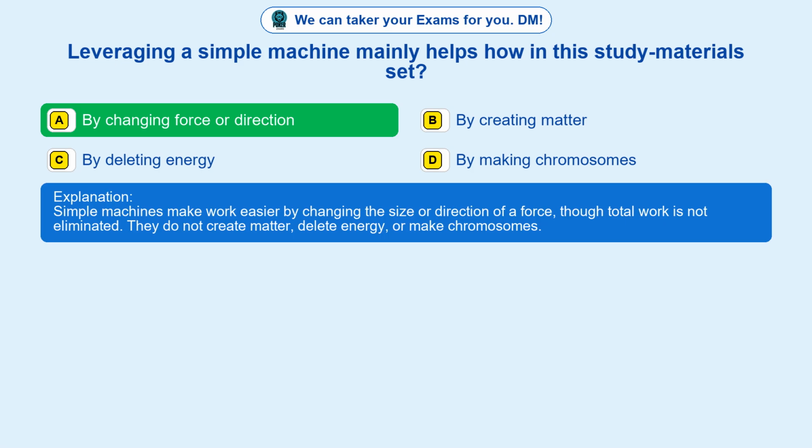Simple machines make work easier by changing the size or direction of a force, though total work is not eliminated. They do not create matter, delete energy, or make chromosomes.